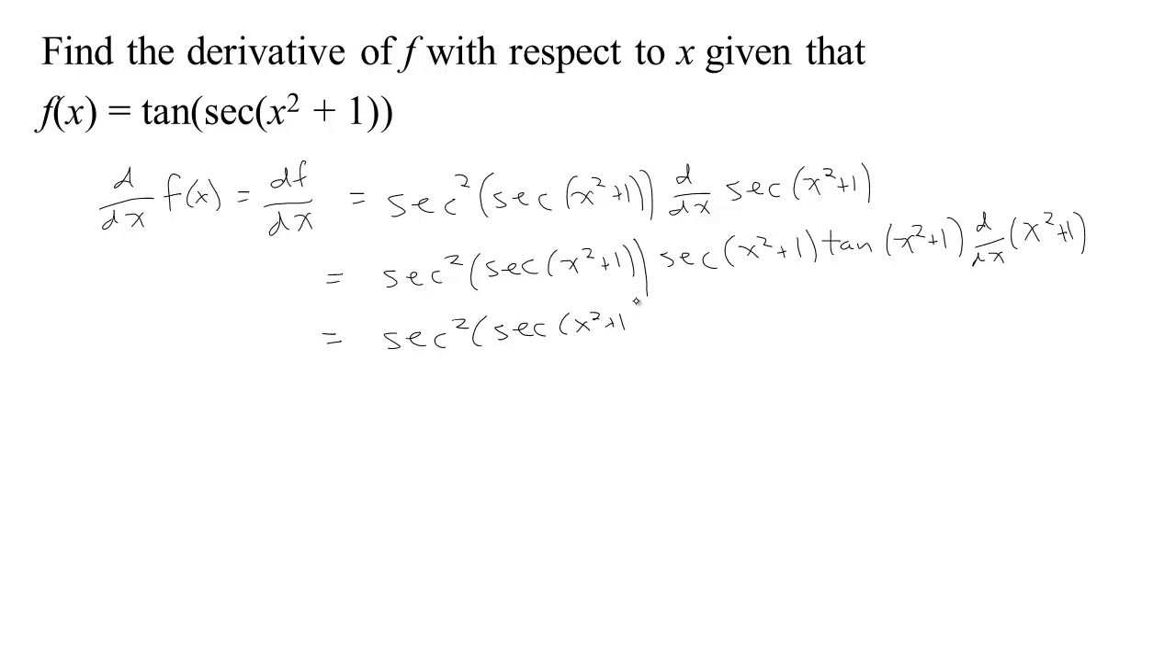Let me copy down everything we know so far, and then we'll just finish it off. The derivative of x squared plus 1, well, the derivative of x squared is 2x, the derivative of 1 is 0, so we just have 2x. So I think what I'll do is I'll just copy that 2x out in front. I can multiply in any order, and it looks prettier to me to have that out there.